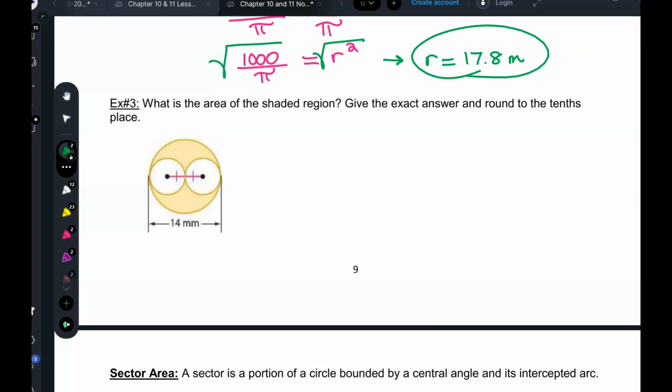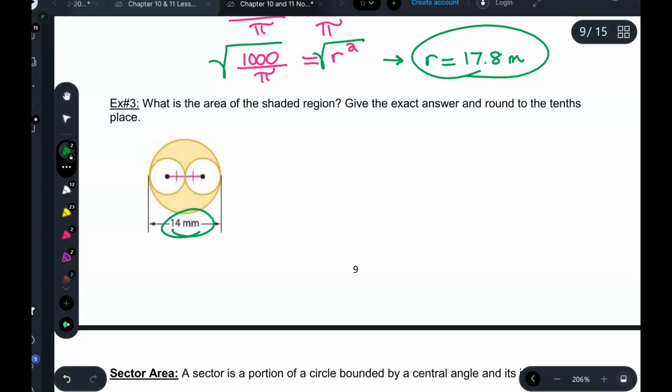Okay, 7 and 7. So let's see. We know 14 millimeters is all the way across the big circle. So that's the diameter. So what would be the radius of the big circle? Wouldn't this be 7? Okay, the diameter of the big circle is 14, so the radius has to be 7. Okay, so to find the area, I want to take the big circle.